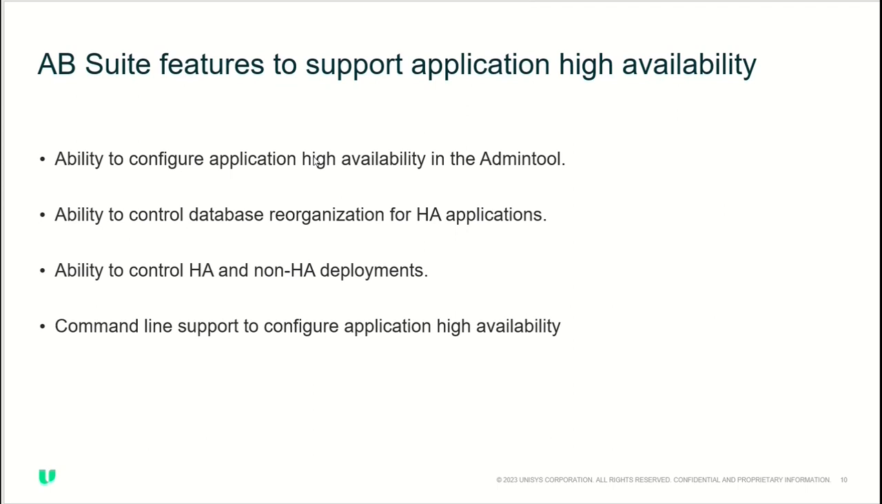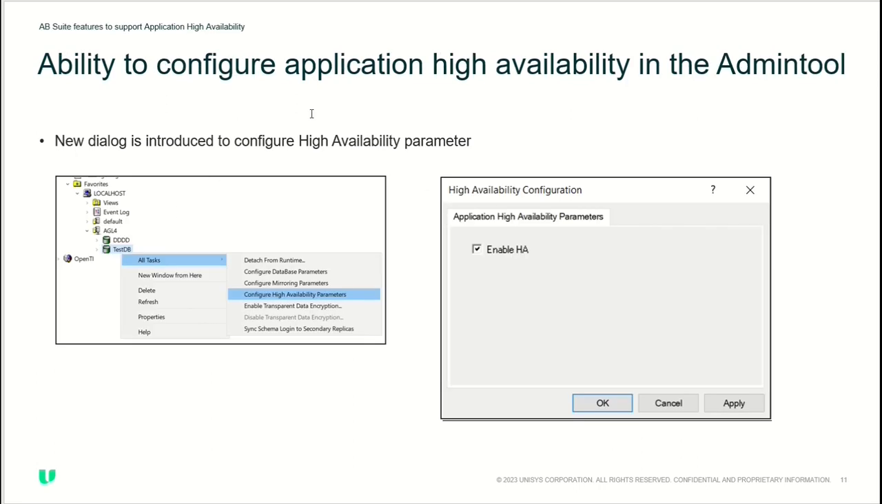Other than what NLB offers, we have also introduced a few features to support application high availability for AB Suite. Let's see what these features are one by one. We have introduced a new dialog where you can configure the high availability parameter. This comes under the database node. This parameter tells that the applications deployed for this database are meant for high availability.